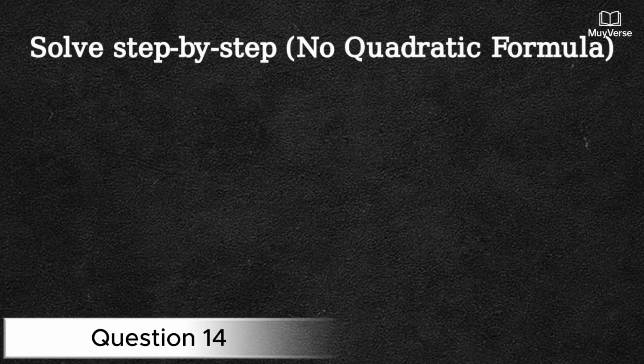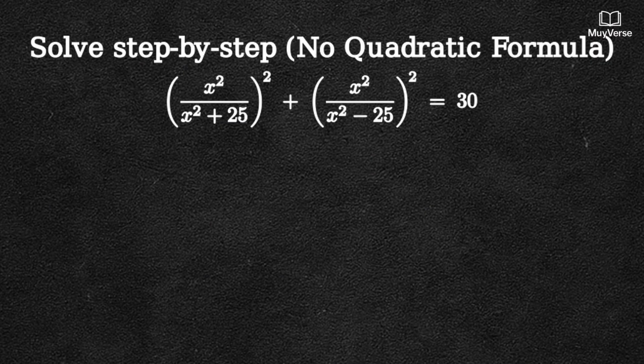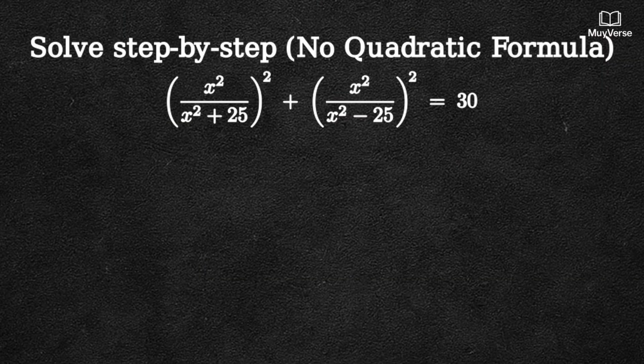We will solve the equation step by step without using the quadratic formula. The equation is (x²/(x²+25))² + (x²/(x²−25))² = 30. We will keep the background black and use thick text for clarity.